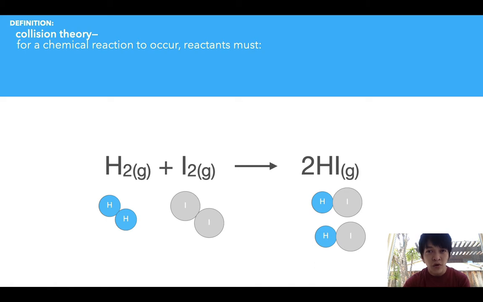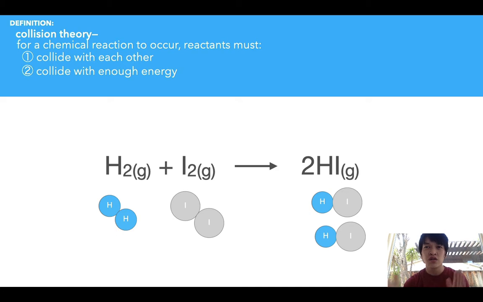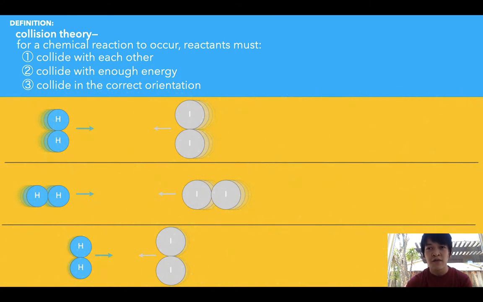In order for a chemical reaction to actually happen, the reactants must, like we said, collide with each other. But they need to collide with enough energy. Just touching won't cause a reaction to happen. Lastly, they have to also collide in the correct orientation. Let's look at a few scenarios to illustrate this.